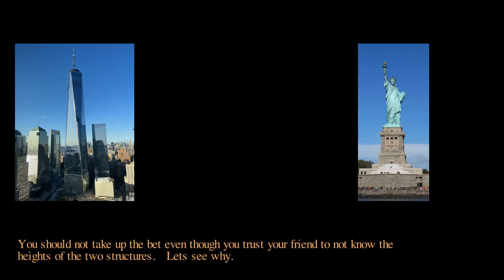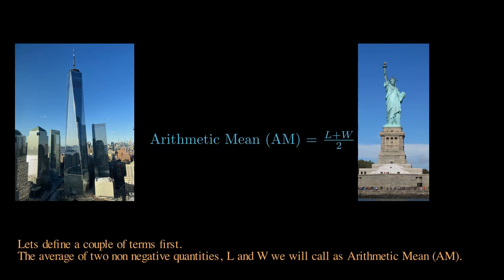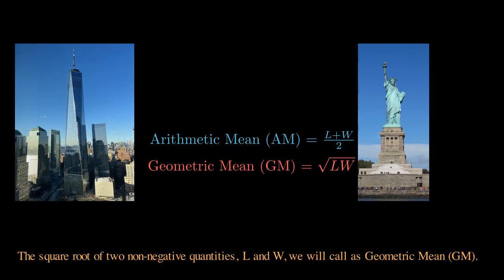You should not take up the bet even though you trust your friend to not know the heights of the two structures. Let's see why. Let's define a couple of terms first. The average of two non-negative quantities, L and W, we will call the arithmetic mean, AM. The square root of the product of two non-negative quantities, L and W, we will call the geometric mean, GM.